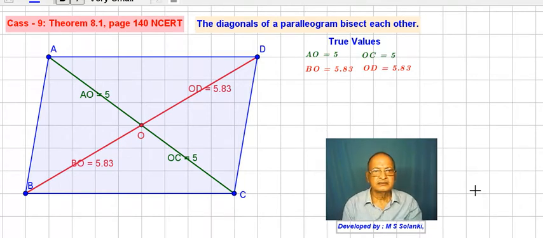Class 9, Theorem 8.1, page 140, NCERT textbook. One of the problems, or even a kind of theorem: the diagonals of a parallelogram bisect each other. We will verify it with the help of this software by the interactive method. So we will be learning by doing.